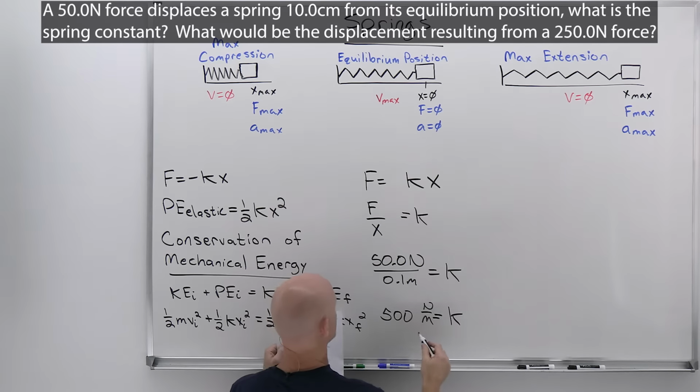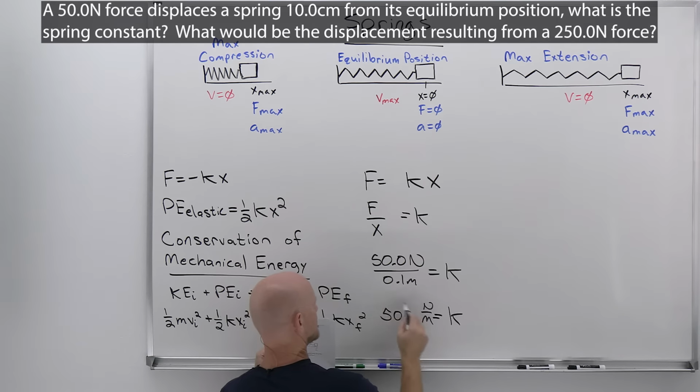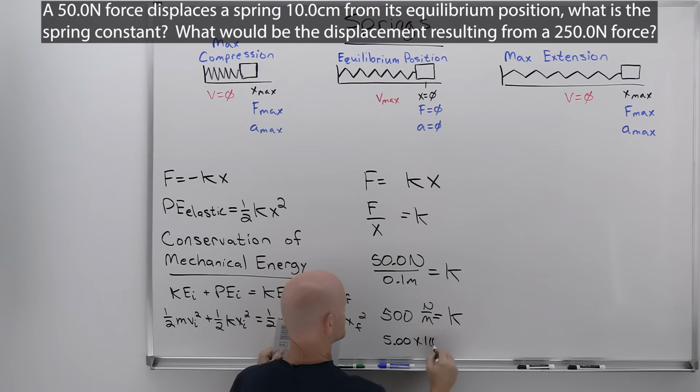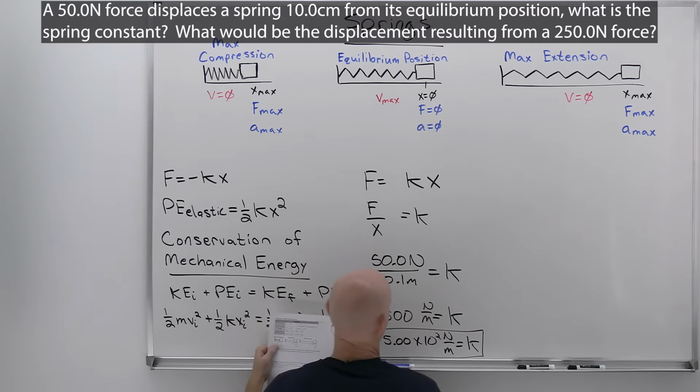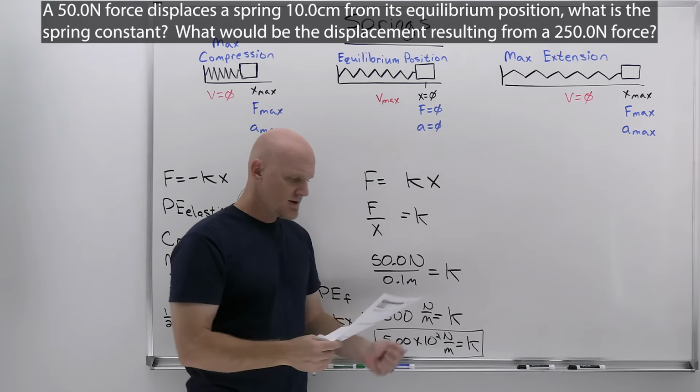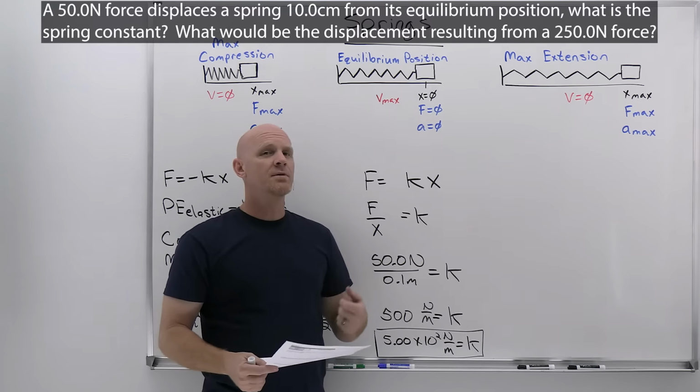But if we want the proper number of sig figs, it looks like we're going to need 3. It's going to be easiest to do this in scientific notation to get 3 sig figs. So 5.00 times 10 to the second newtons per meter. That is our spring constant.